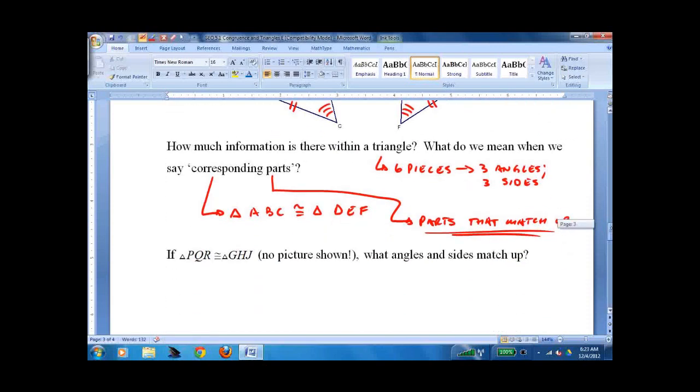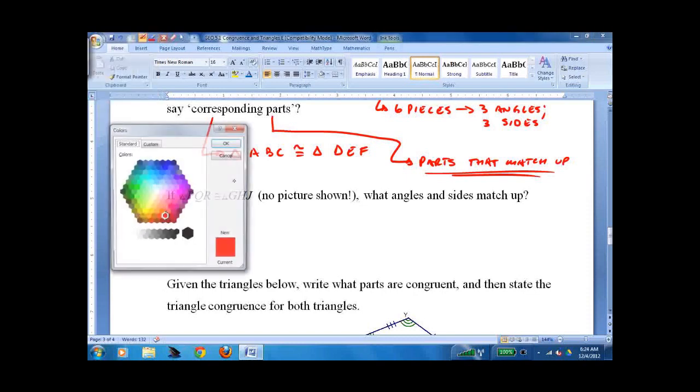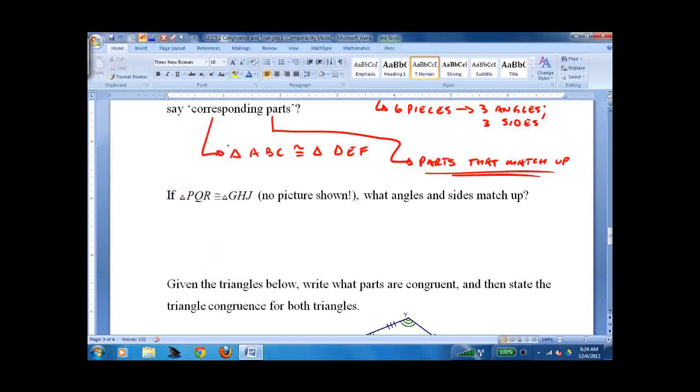So we have all these pieces of information we can pull just from simply writing the congruence a certain way. As an example, I didn't give you a picture. I gave you 2 triangles that are congruent. Now your job is to say what angles and sides match up. You can pause the recording and try it on your own, or I'll do it for you.